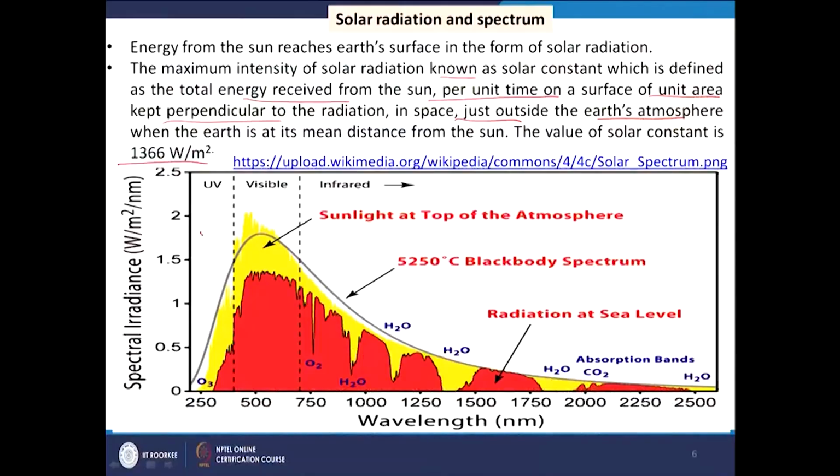And this figure shows us that UV, visible and infrared are all available in the solar radiation, and we see that spectral irradiance is highest in the case of visible light. This is within about 400 to 700 nanometer of wavelength.